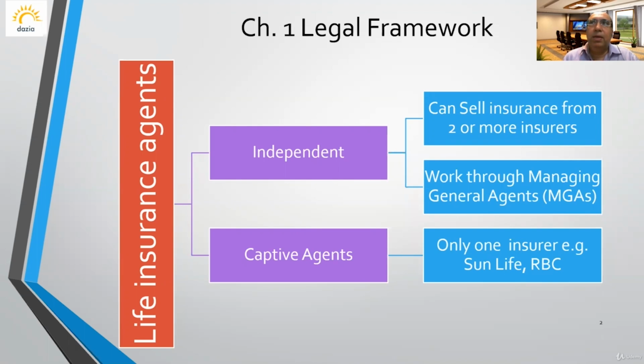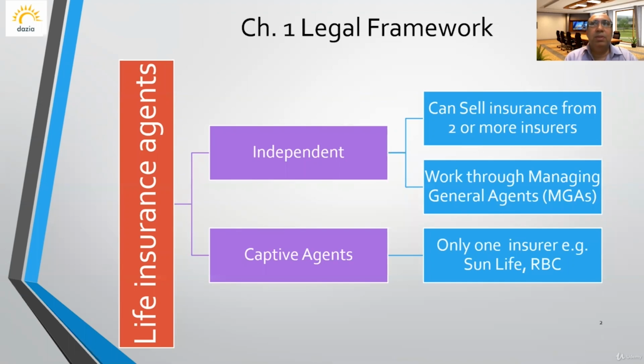By independent, we mean that you can sell insurance from 2 or more insurers. So you are basically a broker, an insurance broker. You have many different insurance companies and you can sell insurance from different companies. But usually most brokers will deal with only 2 or 3 anyways, because it's not easy to understand all the products from all the companies.